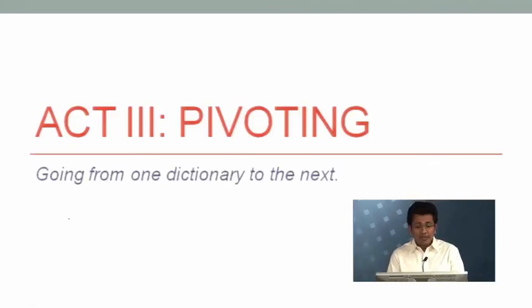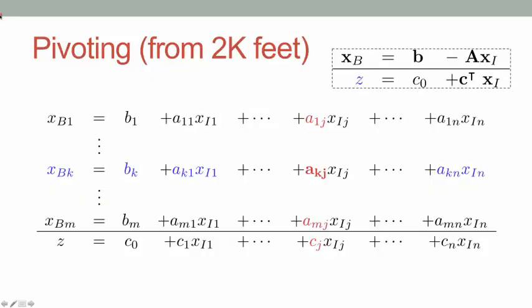Okay, so welcome back, and here's the third act of our tutorial on simplex, and we are going to talk about pivoting. Pivoting is the most important operation, and we are going to talk about this. So let's first look at the operation of pivoting from 2000 feet. This gives you a very good overview of what pivoting is all about.